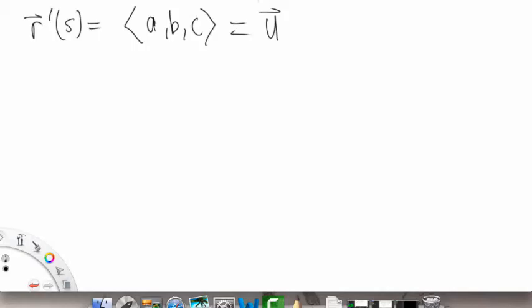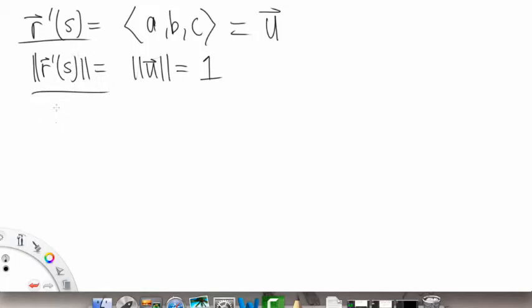So, the next step would be saying that r prime of s is equal to, so we're going to pull out the coefficients of s, so that would just be a, b, c, which happens to be the same u vector that we were given in the beginning. And the magnitude of this r prime of s is going to be the magnitude of u, right? And we were also given that that just equals 1. All right. So now, with these two pieces of information, what we can do is construct our tangent vector, our unit tangent vector, that is.